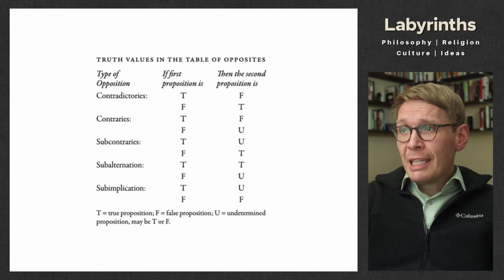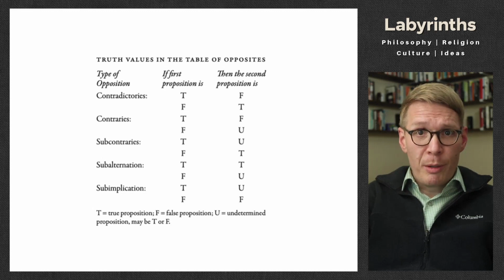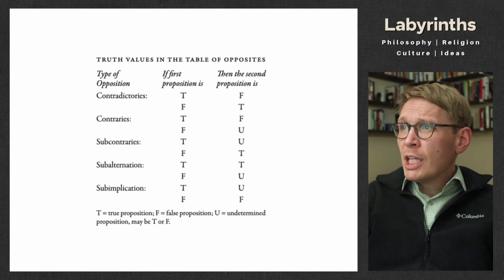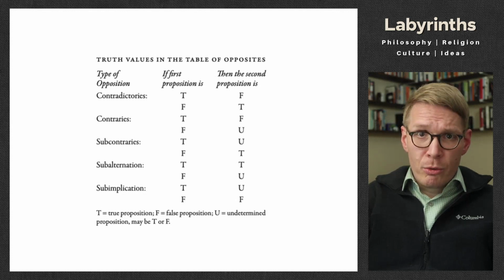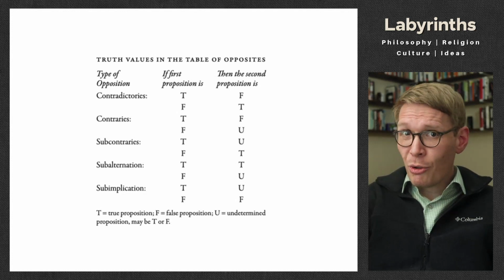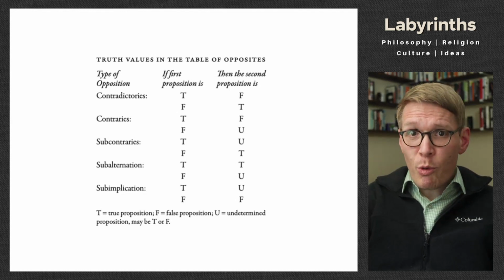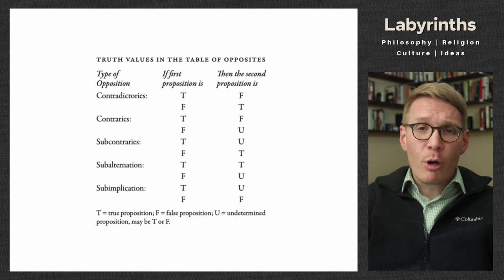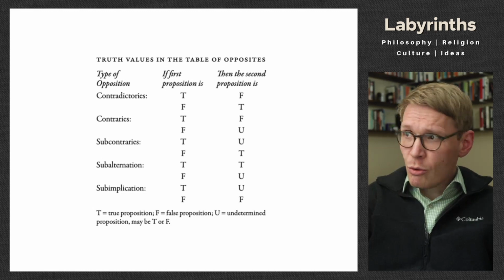So, in the case of a contradiction, for example, we'll just look at that one briefly and return to this as we go through. If the first proposition is true, then you can know with certainty that the second proposition is going to be false because it is a contradiction. It always holds that a true first proposition leads to a false second proposition, and vice versa. In the case of a false first proposition, you can know that the second proposition is going to be true.